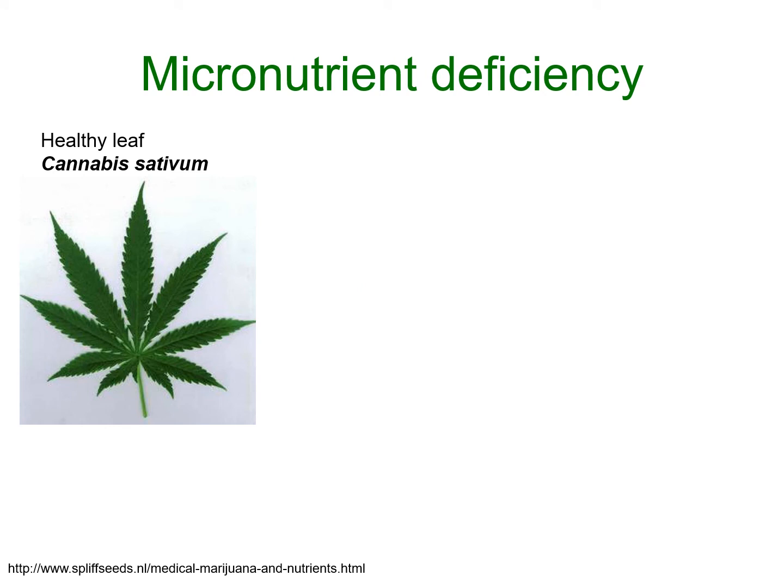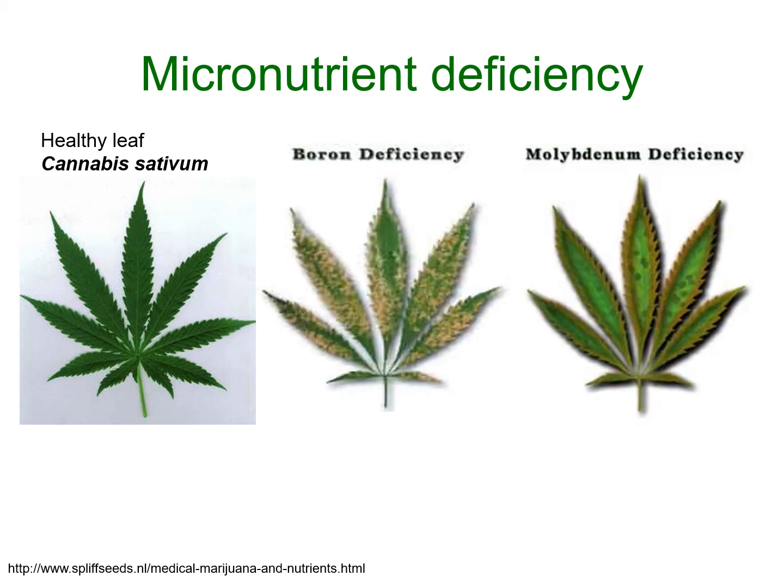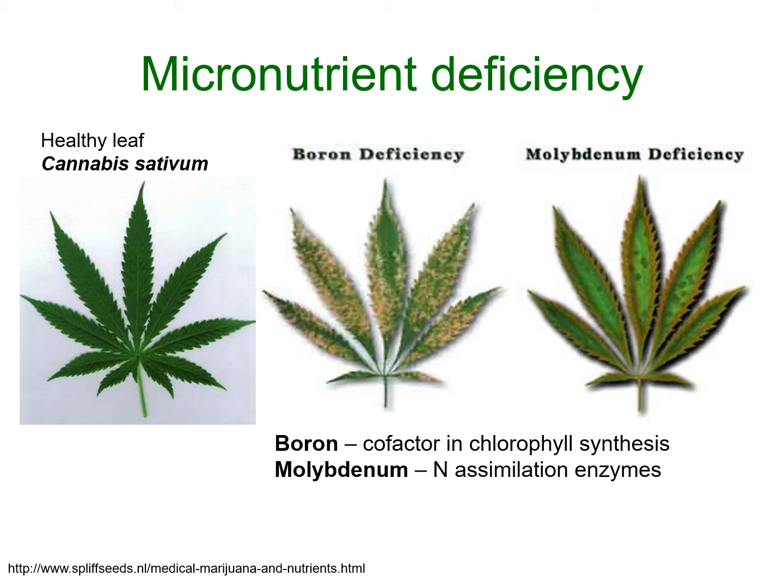Other micronutrient deficiencies. Here is a healthy cannabis sativa leaf. And this is what happens when we deprive the same plant of boron or molybdenum, and you can see they don't really look very healthy at all. So boron is a cofactor in chlorophyll synthesis. So without boron, they can't make chlorophyll, even though boron isn't actually inside the chlorophyll molecule.